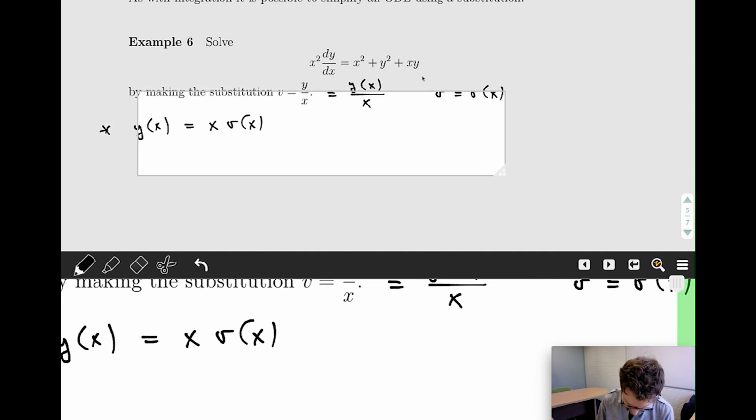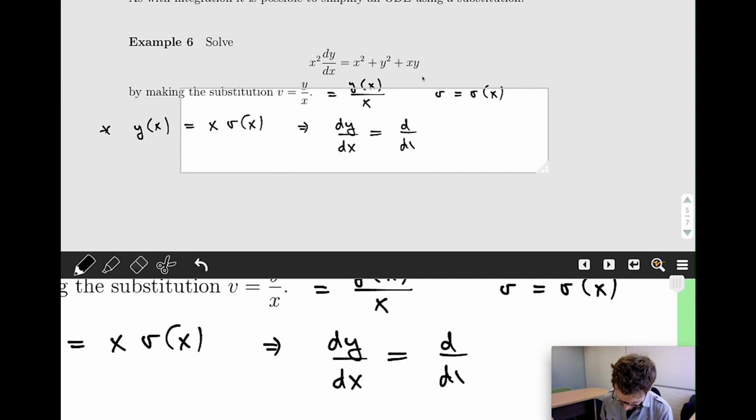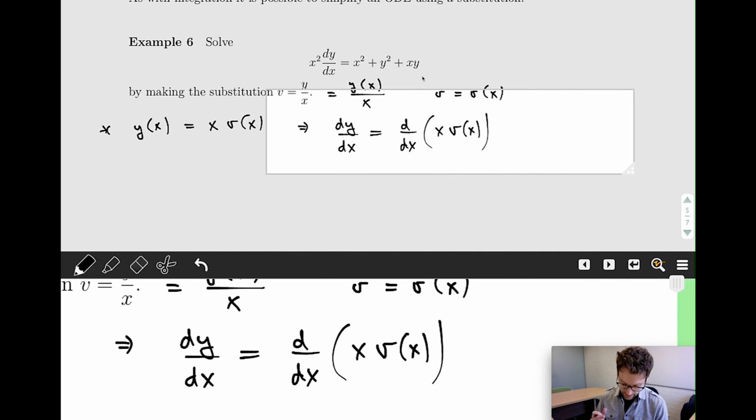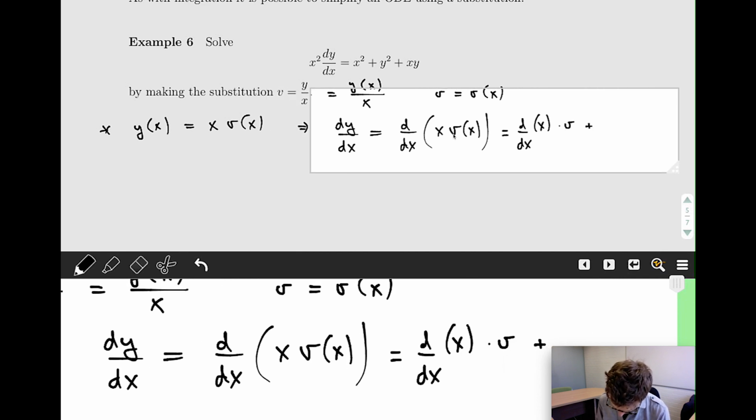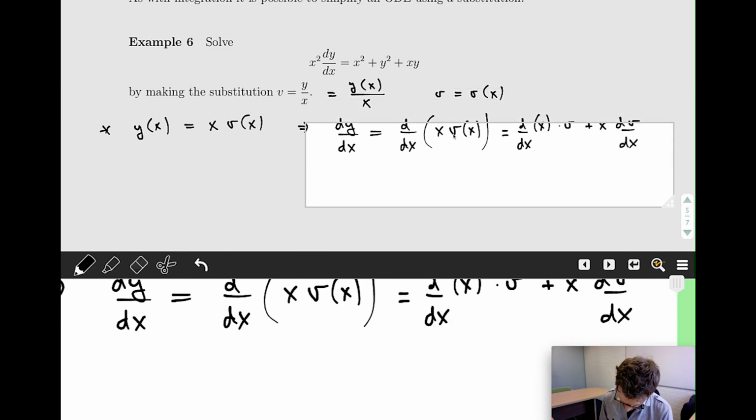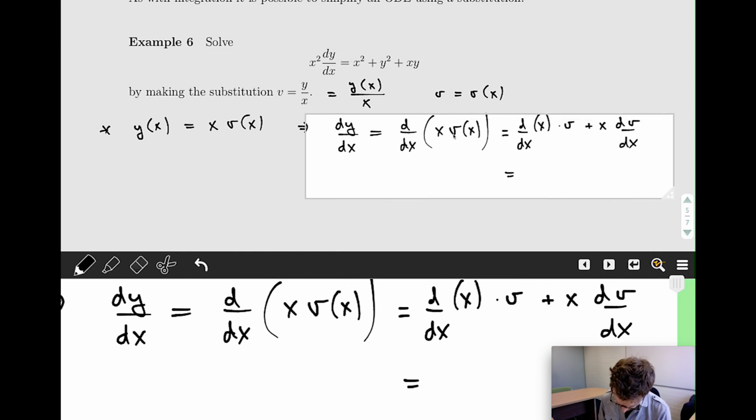So now I can calculate the derivative of y using the product rule. So this is the derivative with respect to x of x times v of x. So this is a product rule. I've got a function of x multiplied by a function of x. So that's going to be given by the derivative of x with respect to x times v plus x times the derivative of v with respect to x, which is simply going to be 1 times v plus x dv dx.